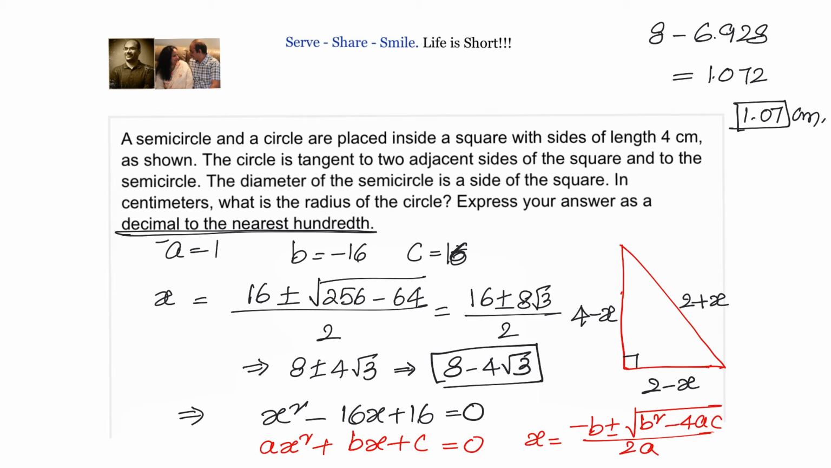The concepts we used to solve this problem: first, at the point of contact, the angle between the radius and the tangent is always 90 degrees. Second, if two circles are touching externally, then the distance between the centers equals the sum of their radii. These are the only two things we have applied other than the Pythagoras theorem on a right angle triangle. With the help of that, we are able to find that the radius of the circle is 1.07 centimeters.